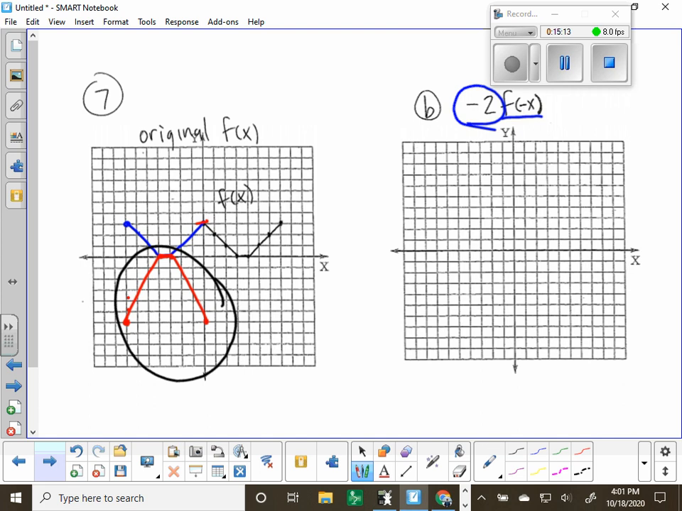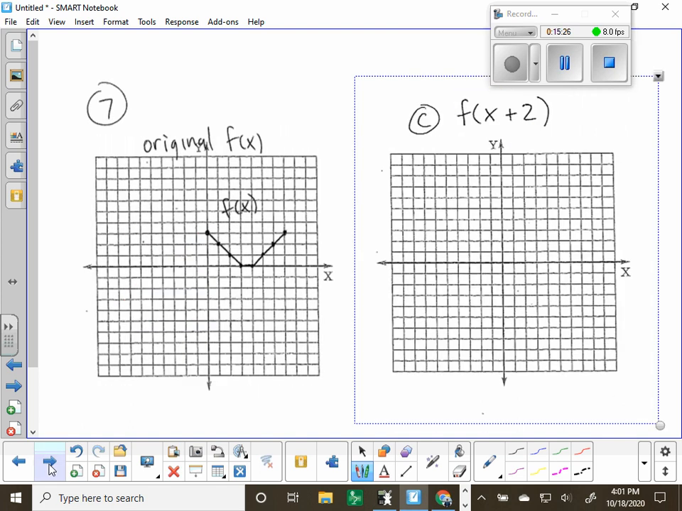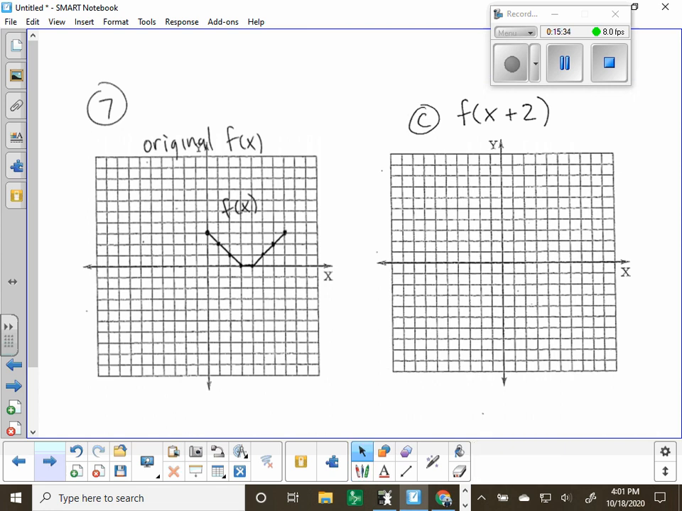All right. So that's the answer right there. It's flipped over both axes because of the 2 negatives, and then the 2 makes it be twice as much down instead of up. Okay, this is 2 spaces to the left, because it's inside the function. So when it's inside the function, it's left or right, and then the +2 really does mean 2 spaces to the left. So everything goes over 2 spaces.